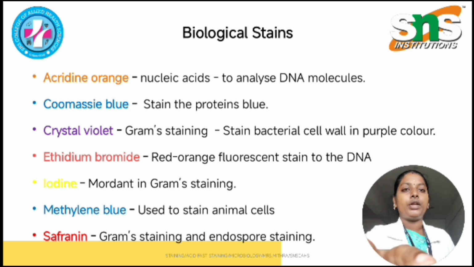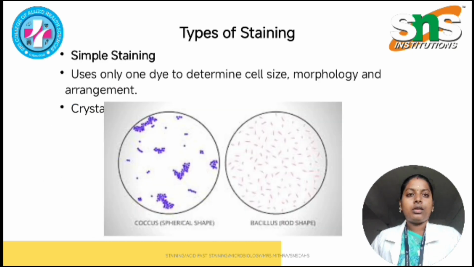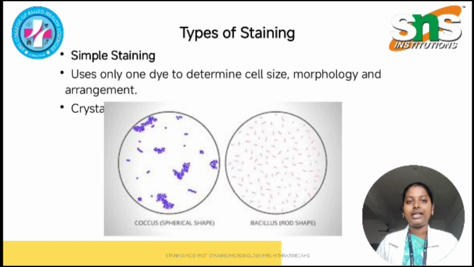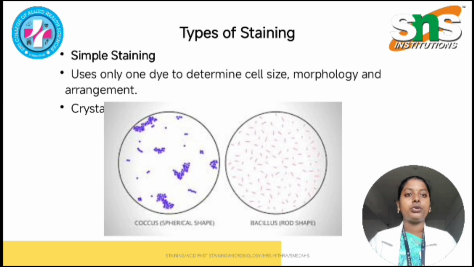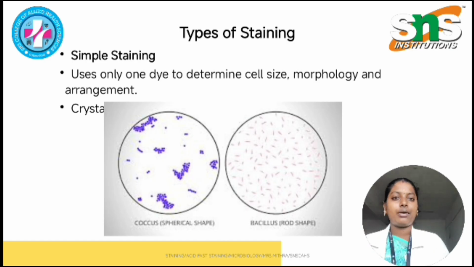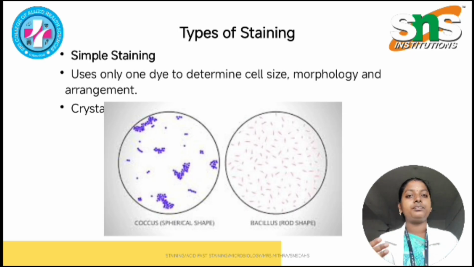So next we need to go for the types of staining. So coming to the types of staining, simple staining is the most widely used staining technique, which uses only one dye to determine the microorganism size, morphology and the arrangement. So a very good example is crystal violet, methylene blue and safranin. So if we add crystal violet, we don't need to add any other colors, because crystal violet itself colors all the cells.